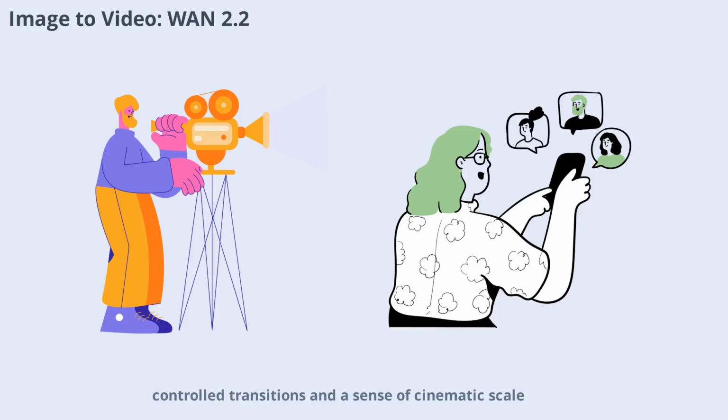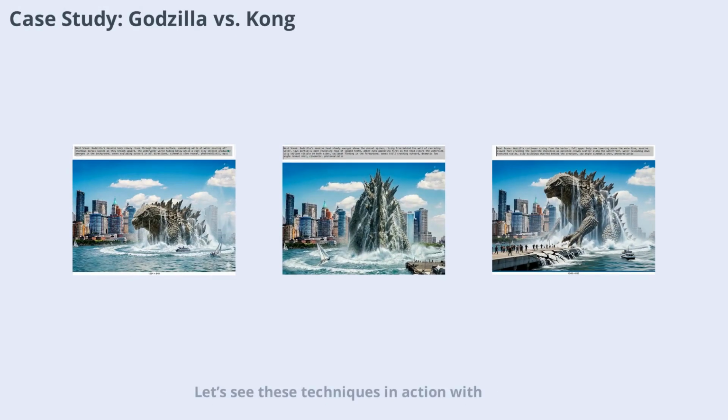Let's see these techniques in action with a cinematic sequence inspired by Godzilla vs. Kong. We start by generating keyframes: Godzilla rising from the ocean, Kong entering the city, and their first confrontation. Each frame is carefully designed to define the tone and scale of the sequence. At this stage, there's no motion yet, just a visual storyboard that sets the stage for the action to come.